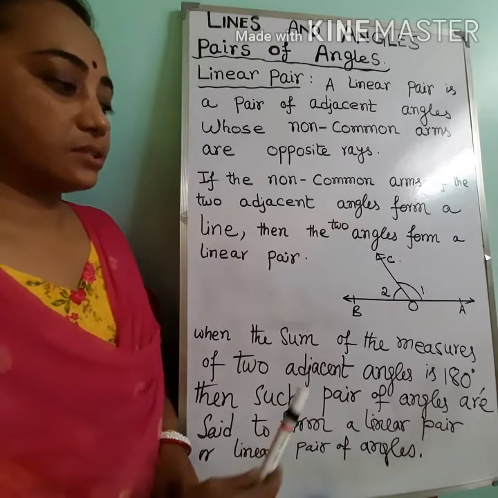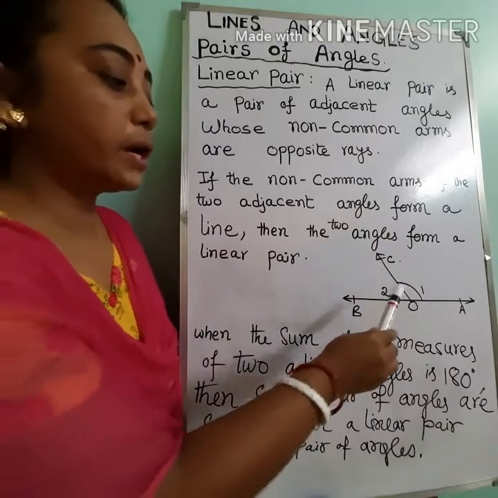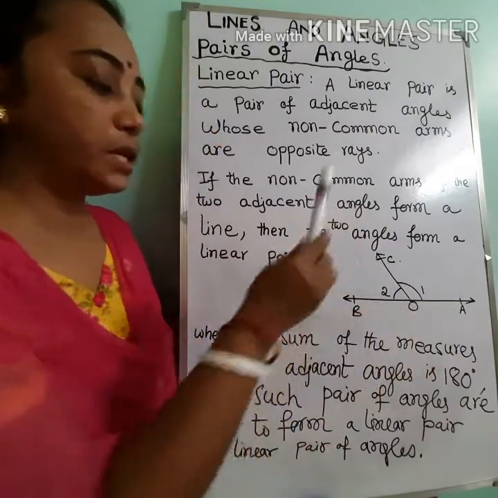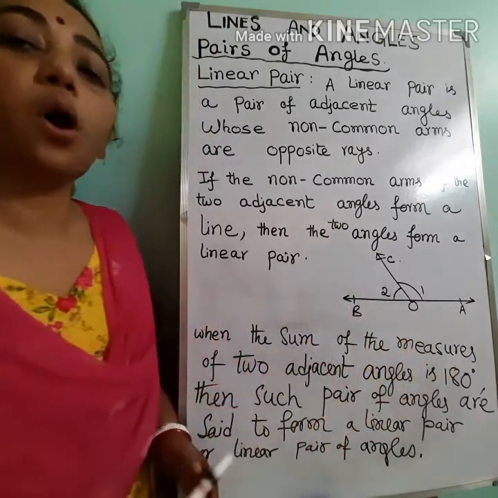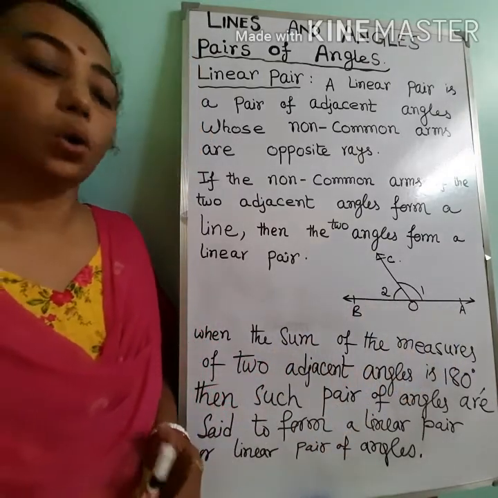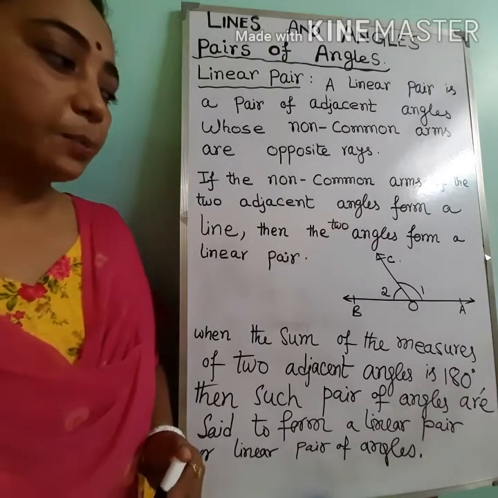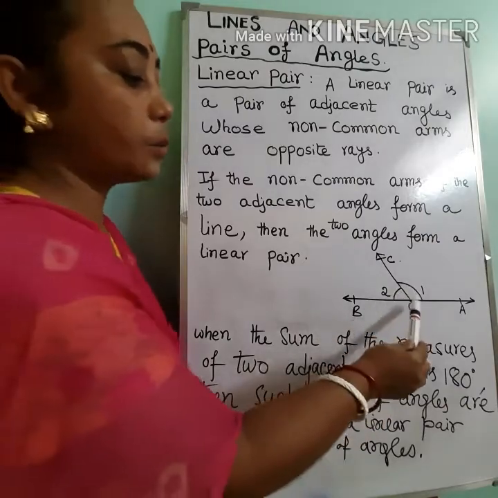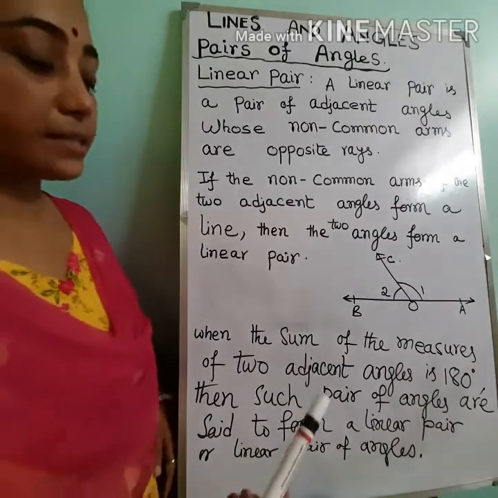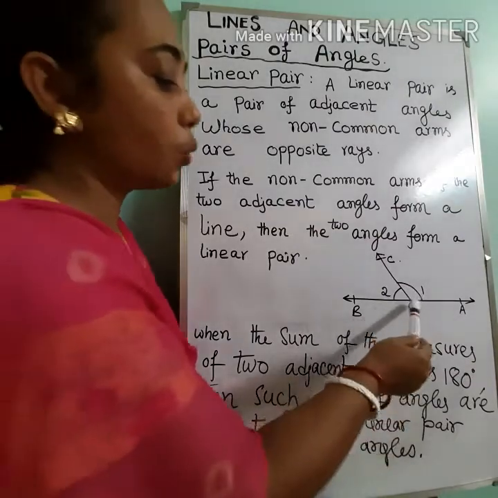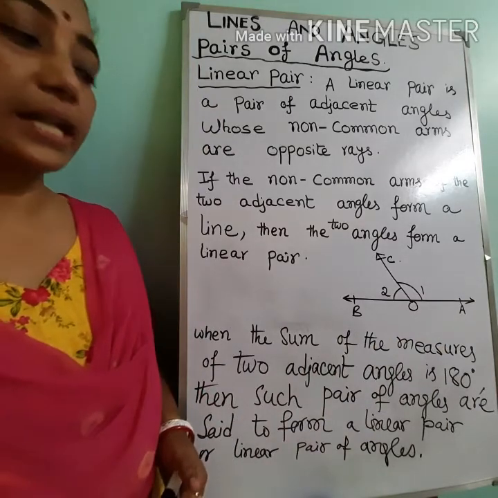Why are these two angles adjacent angles? Because they have a common vertex O, common arm OC, and the non-common arms OA and OB are on the opposite sides of the common arm OC. So why are these two adjacent angles called a linear pair? Because the non-common arms OA and OB are two opposite rays, or in other words, they are forming a straight line.